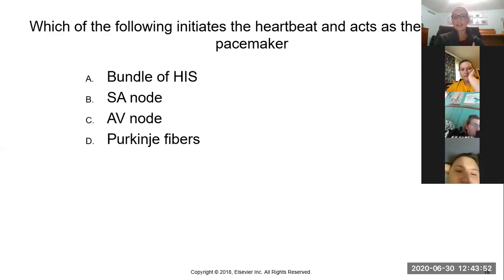Which of the following initiates the heartbeat and acts as a primary pacemaker?